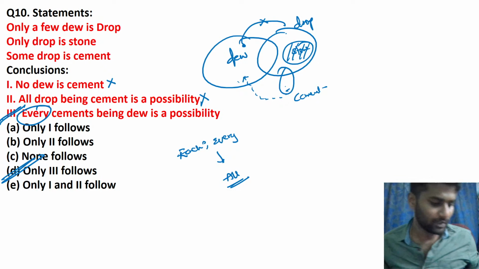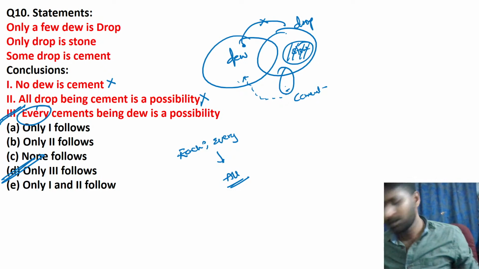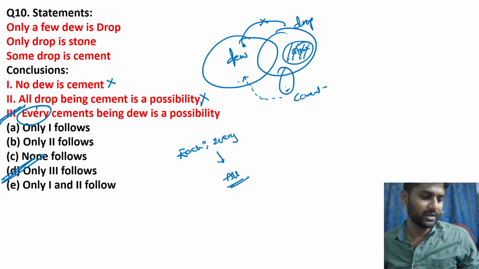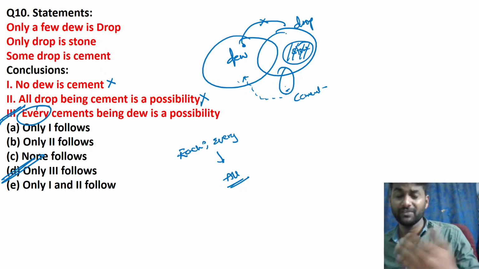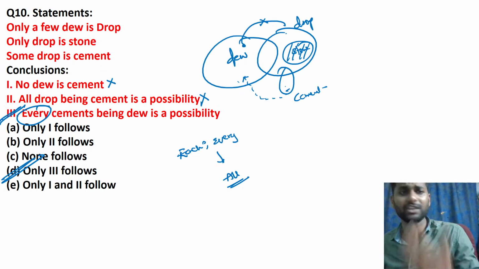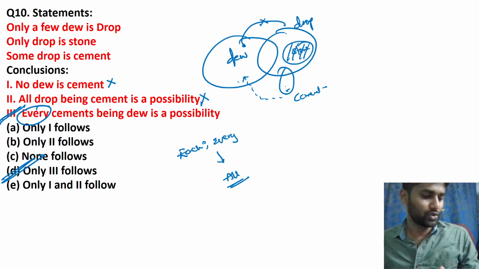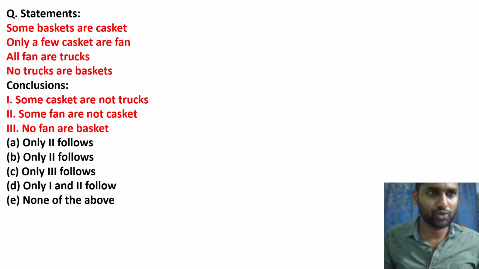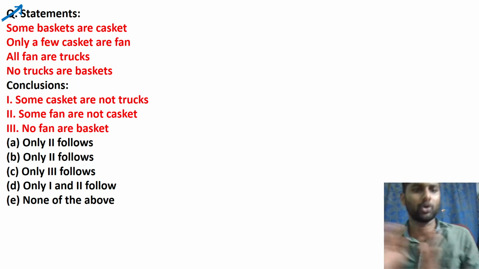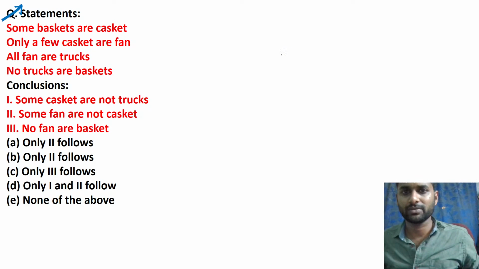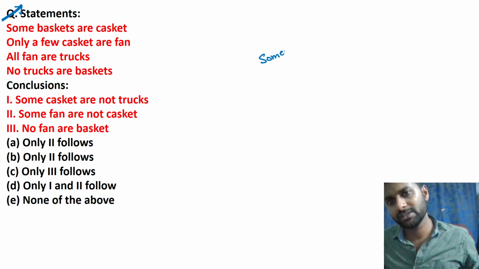These are the 10 different questions. Focus on concept. Just go through all the questions. If you understand those concepts, you can solve any question in syllogism. So this is for you. Just go through these questions and post your answer in the comment section. Most of the students have a confusion on this.